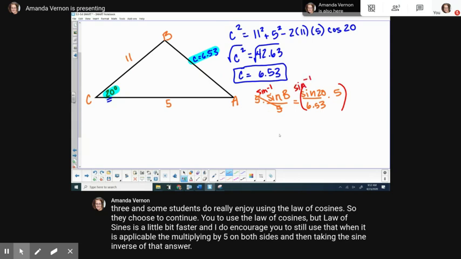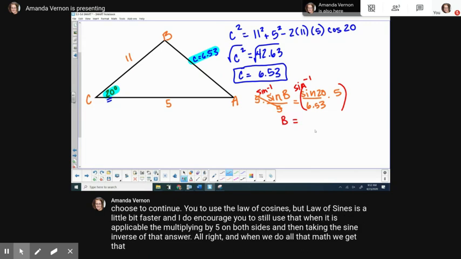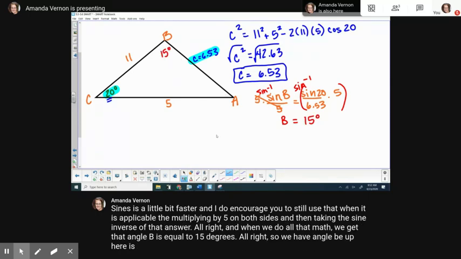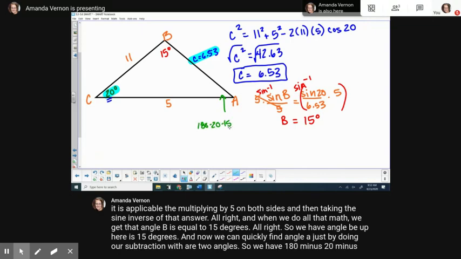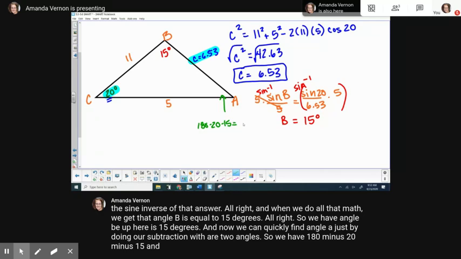All right, and when we do all that math, we get that angle B is equal to 15 degrees. So we have angle B up here is 15 degrees. And now we can quickly find angle A just by doing our subtraction with our two angles. So we have 180 minus 20 minus 15, and that produces a value of 145 degrees.